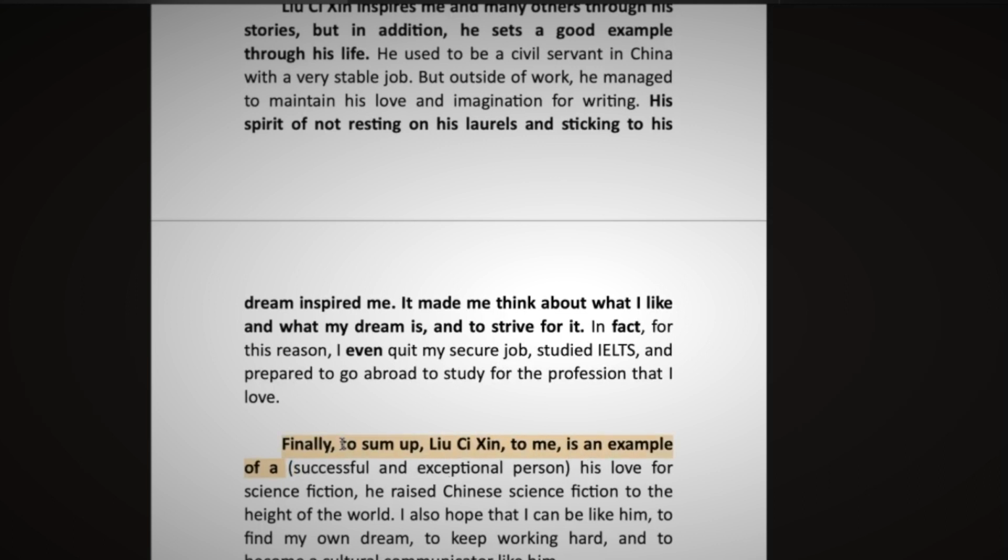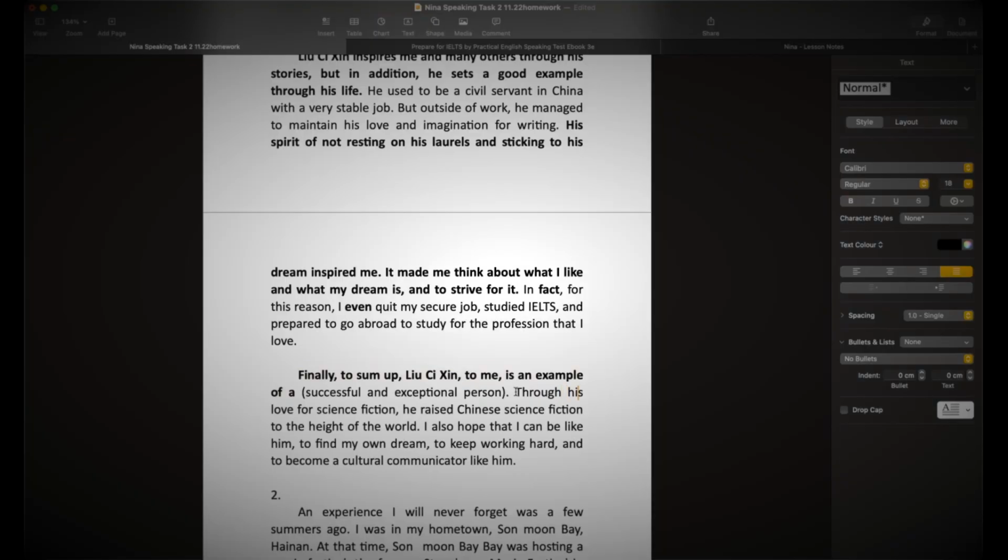So we're indicating that we're drawing the talk to a close. We're going to finish it up. Sometimes the examiner will let you continue speaking past the 2 minutes if you tell them that you're basically summarizing, right? If they don't understand that you're summarizing and you keep talking, they might cut you off. But if you say, so finally, to sum up, they might say, okay, I'll give you 5 more seconds, right? Yes. His love for science fiction, he raised science fiction to world fame. I also hope that I can be like him to find my own dream.